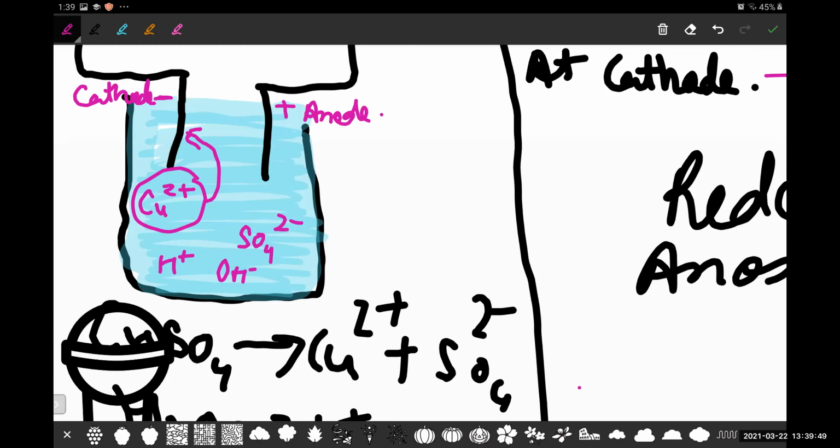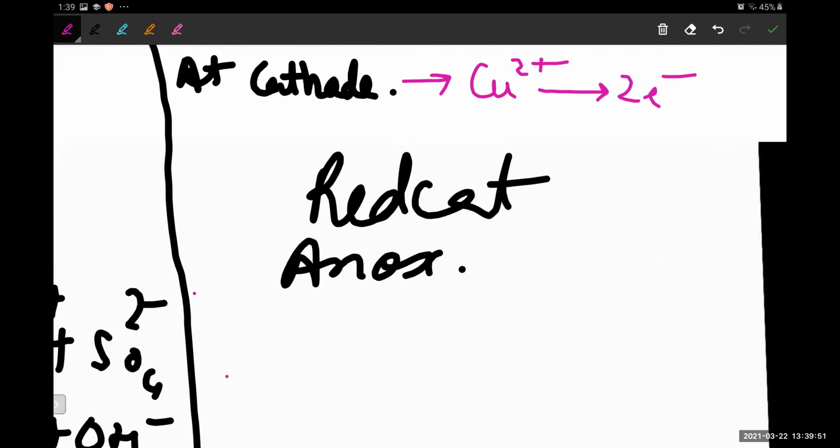For discharging, what will it do? It's having two excess positive charge, right? So it will just take two electrons and will become neutral. Okay, so it will take two electrons and become without any charge.